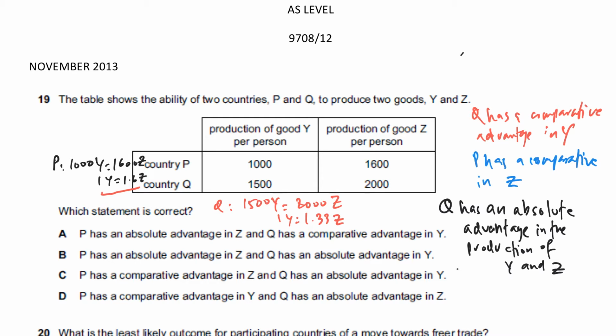So the right answer here is C, which says P has a comparative advantage in Z, which we just found out. P has a comparative advantage in Z, and Q has an absolute advantage in Y, because Q has an absolute advantage in both goods. So C for this question.